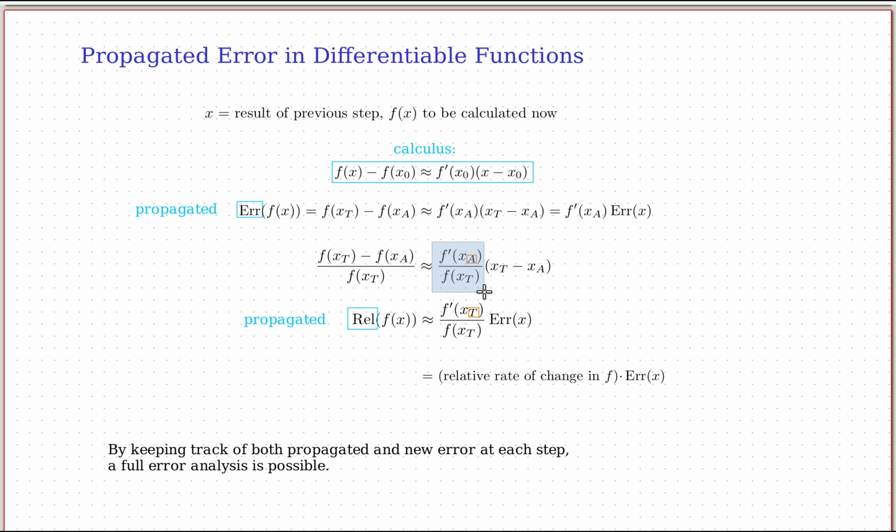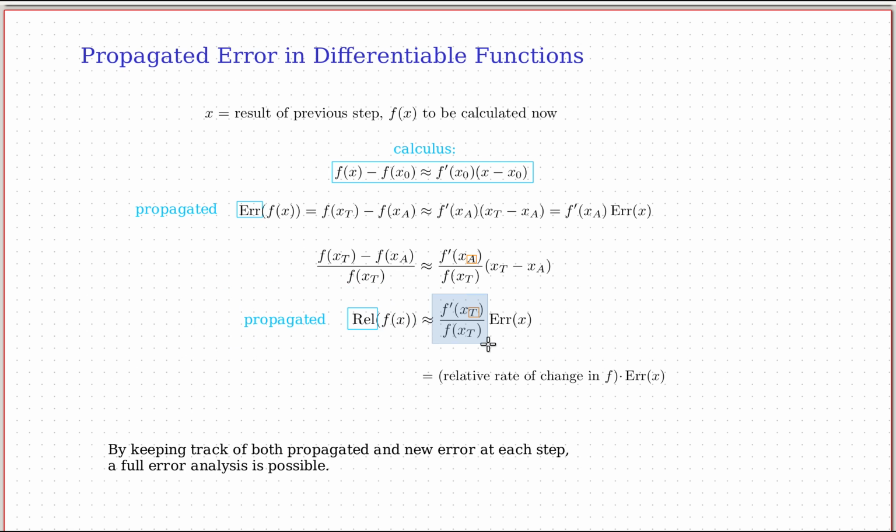Now I'm going to do something dubious here. I'm going to say, look, for practical purposes, xa and xt are pretty close together. And if f is not a badly behaved function, then f prime of xa should be pretty close to f prime of xt. So for most purposes, these two numbers will be close enough together that we can replace one with the other and still have a decent approximation. And so if you do that, you get this formula that says that the propagated relative error is approximately equal to f prime divided by f at the point xt, the true value of x, times the error in x. All right, so that's a nice formula for the relative propagated error.